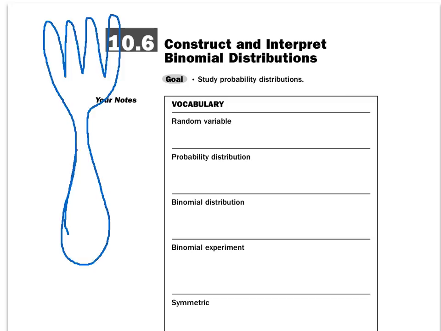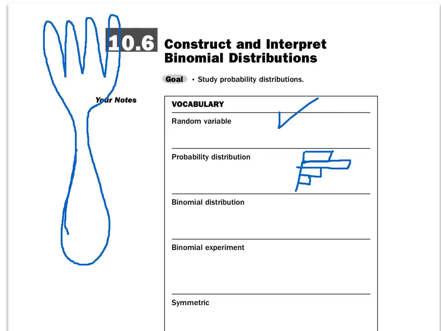Probability distribution. So I'm just going to kind of talk through these a little bit. Probability distribution, a function that gives the probability of each possible outcome for a random variable. The distribution ends up being when we're going to make these tables or histograms to show like how things happen. Binomial distribution is a type of probability where only two things can happen.